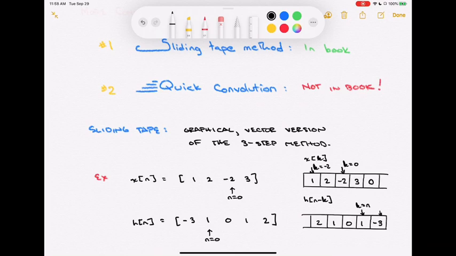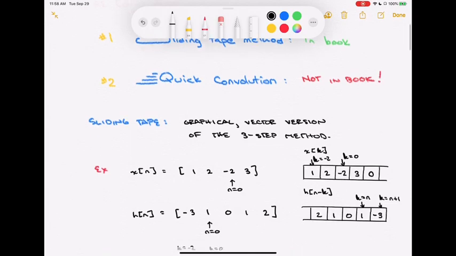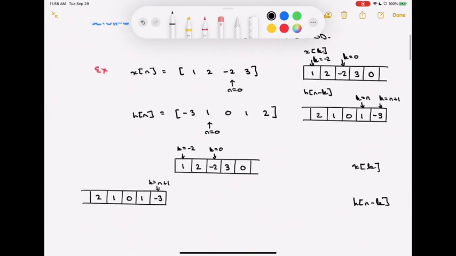And so we know that the element just to the right of the k equals n element is going to be k equals n plus 1, something along those lines. I've basically gotten an equivalent to step 1 of the three-step method, just using a vector or tape representation of my signals. Now I need to let these two tapes interact with one another.